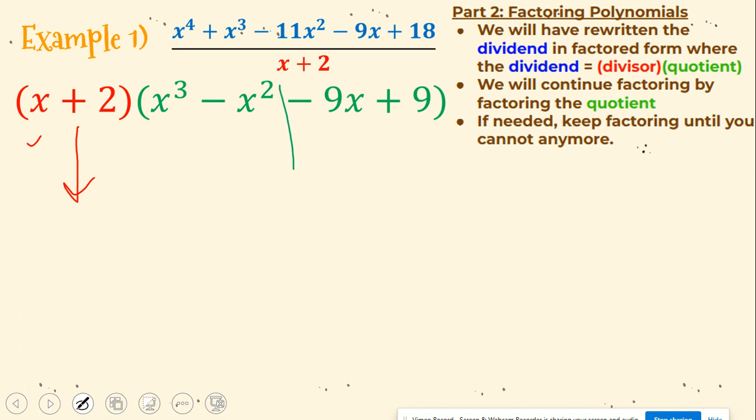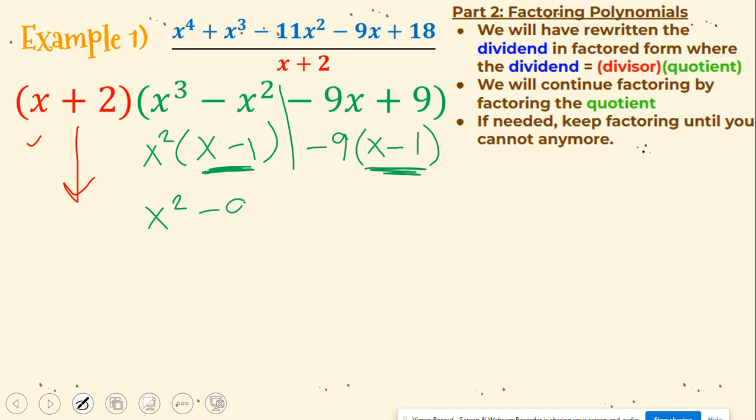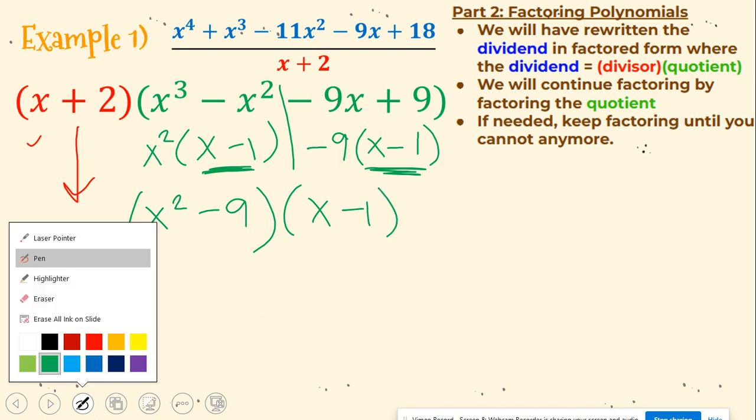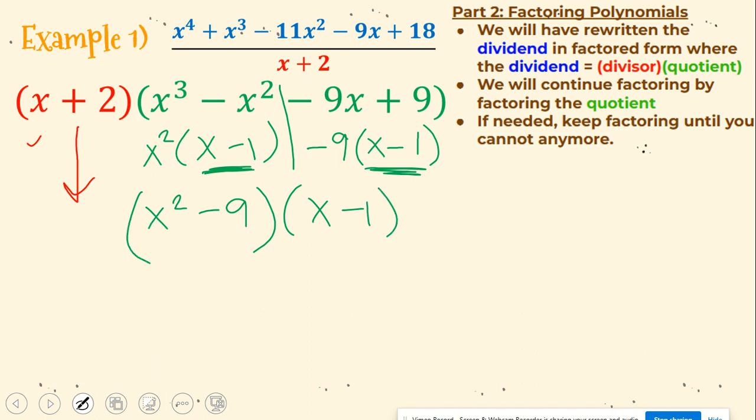So let's try it. X to the 3rd minus x squared. That has x squared in common. And then I have x minus 1 left over. Let me try factor by grouping on the right. I can factor out a negative 9, and that will give me x minus 1 on the right. Since these two pieces match, that means factor by grouping works. So I can rewrite this as x squared minus 9. The parts outside of the parentheses go together, x minus 1. The part inside the parentheses gets written one time. And don't forget the x plus 2 that we started out with. That guy stays out here.